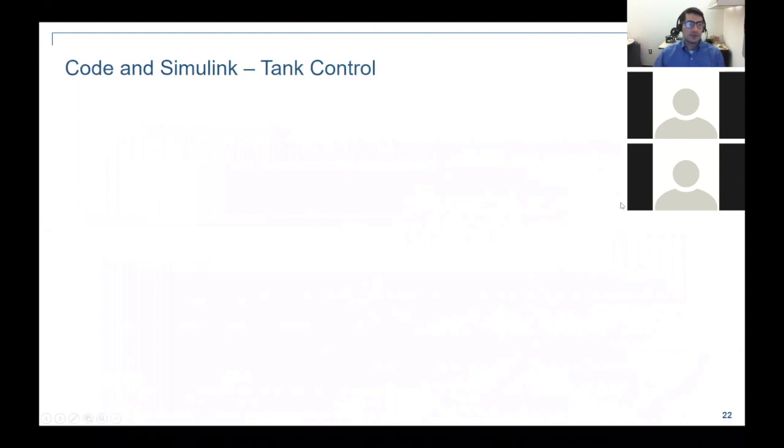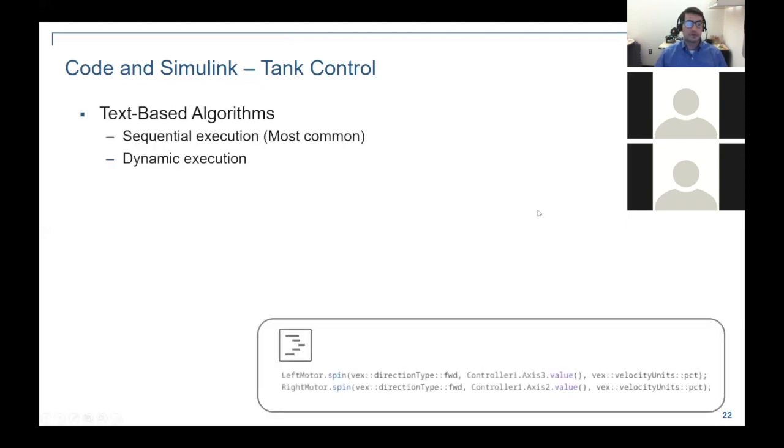Now we're going to go over the differences between code and Simulink, and we're going to do this by covering tank control. So tank control is generally when you try to control left and right motors in a robot with something like a left and right joystick in a controller. So in text-based algorithms, usually we favor sequential execution, which is the most common, and dynamic execution is a little bit less common. On the bottom right, we're going to see a portion of code that would be how we implement tank control in a programming environment such as VEX Coding Studio.